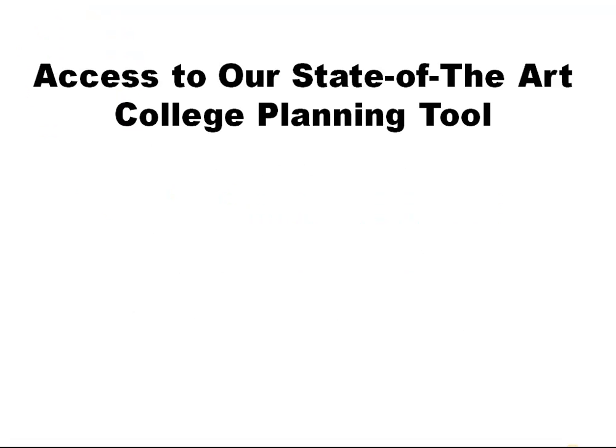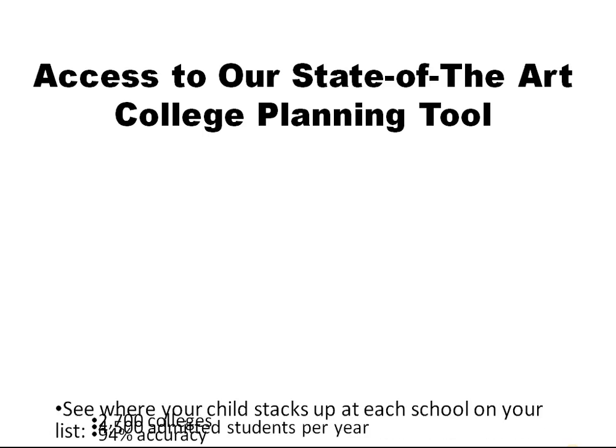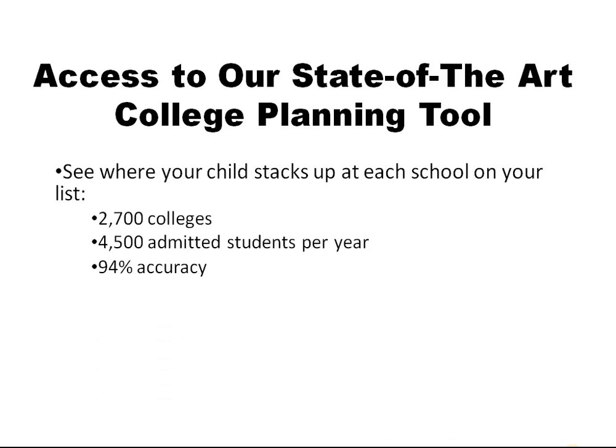In this virtual counselor membership, you have access to our state-of-the-art college planning tool. This tool lets you see where your child stacks up at each school or college on your list. And this is from a database of 2,700 colleges. It queries 4,500 admitted students per year, meaning that you can see how you stack up against the admitted students from last year. And they back tested it 2 years and determined that it had a 94% accuracy rate.